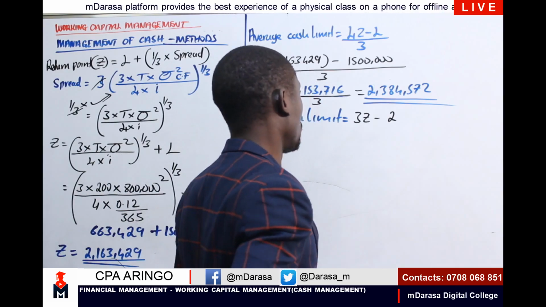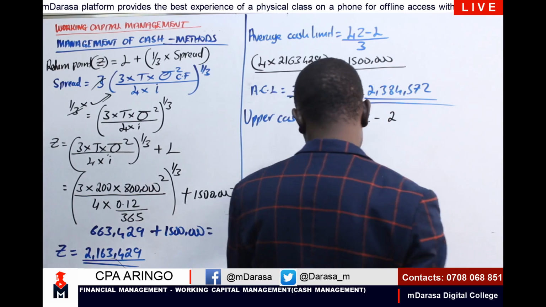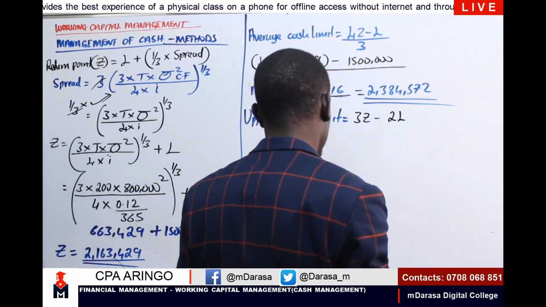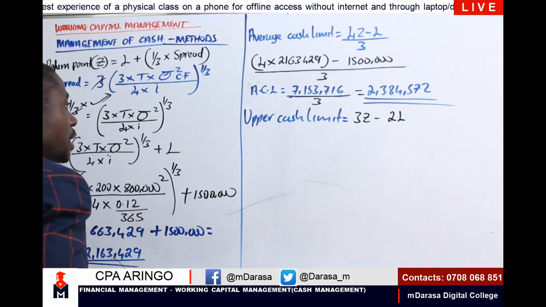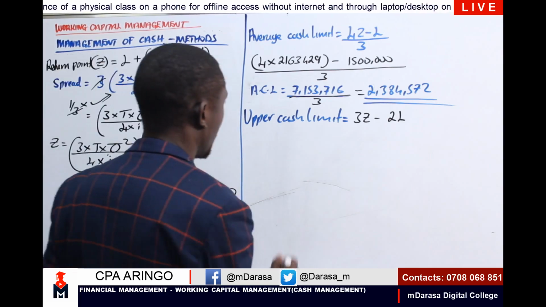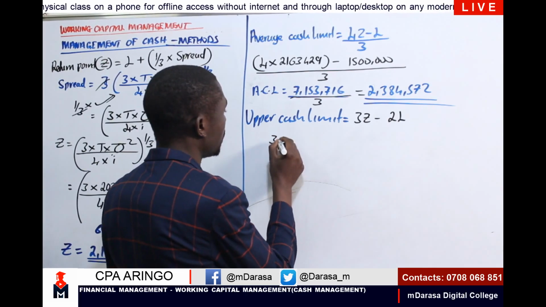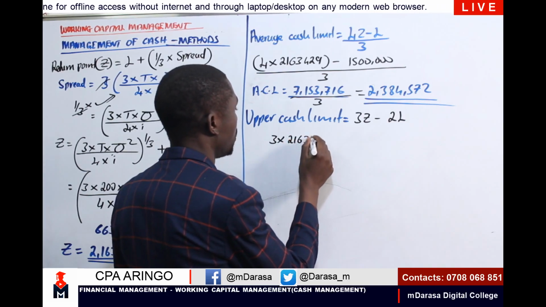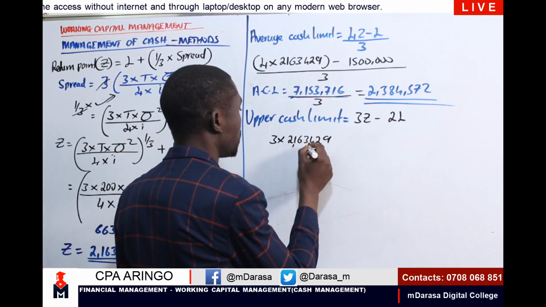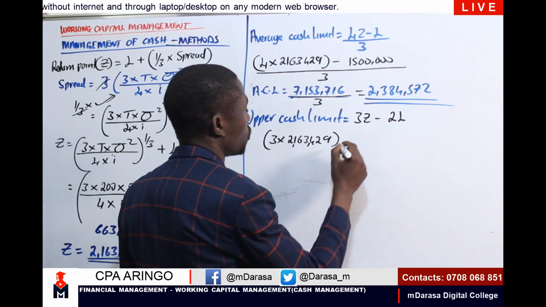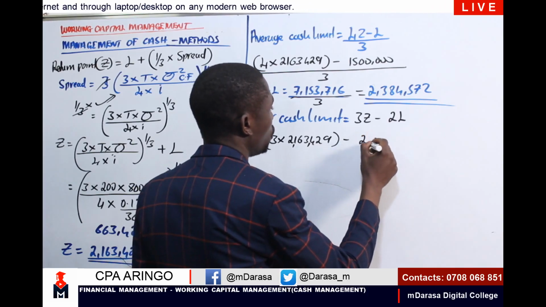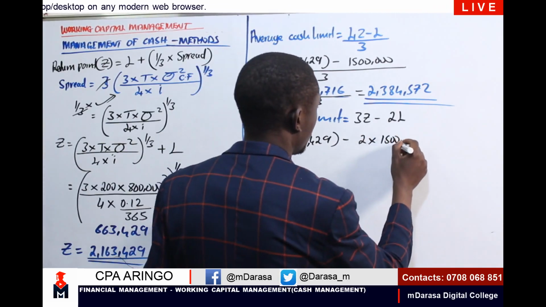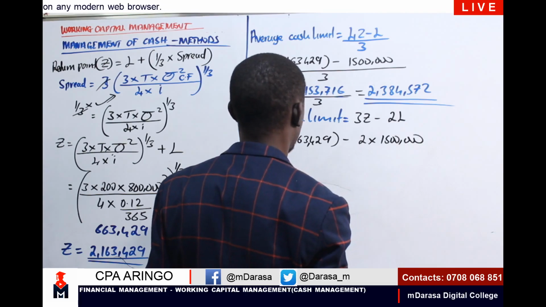So the moment you do have that, confidently, we can determine our upper cash limit, where we are saying we just be talking of 3 times Z minus what? 2 times the lower cash limit, 2 times L. Very confidently, I can say we are talking of 3 times Z, which in this case was 2,163,429. Of course, you're going to deduct 2 times the lower cash limit. You can clearly see we had 1.5.